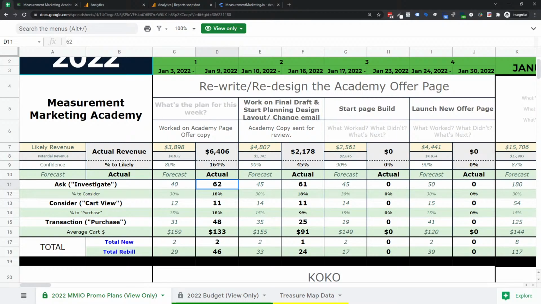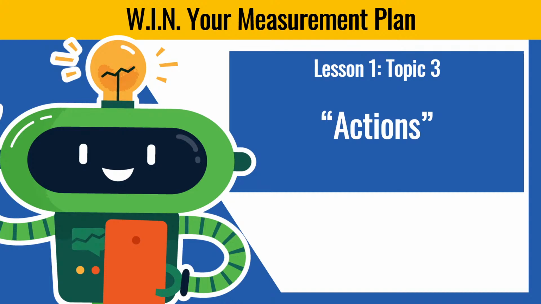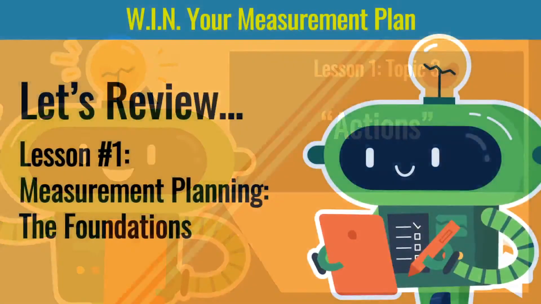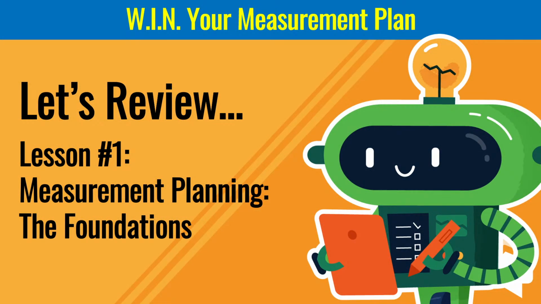So that's how this whole thing works when it comes to actions you're going to take, and that the numbers will actually guide us along the way, especially when it comes to things like KPIs. And with that, we wrap up our third and final topic of lesson number 1, actions. Coming up next, we're going to review the entire lesson, Measurement Planning, the Foundations. We'll see you there.